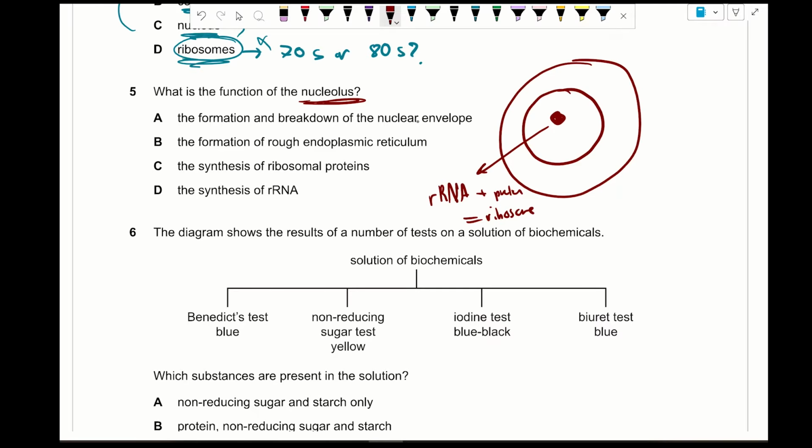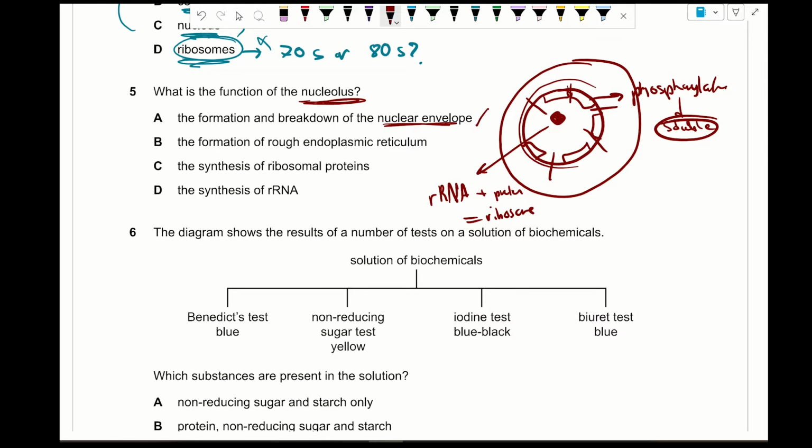The formation and breakdown of the nuclear envelope. This is incorrect. What's responsible for this are structures, no need to mention their names, on the nuclear double membrane. When these structures are phosphorylated, the nuclear membrane starts breaking down because it becomes soluble when it gets phosphorylated, and therefore the nuclear envelope breaks down. Therefore, this is incorrect.